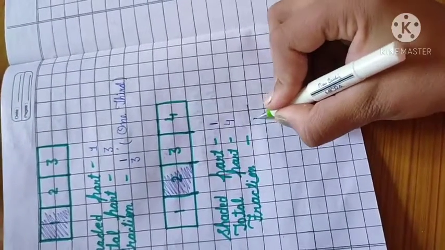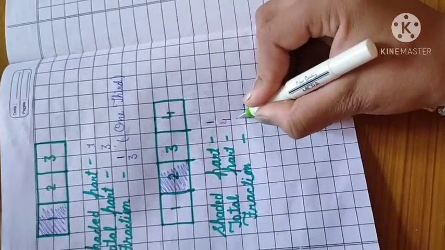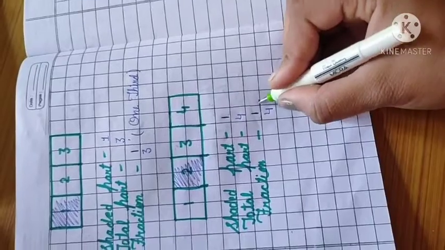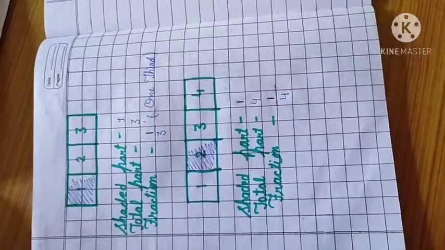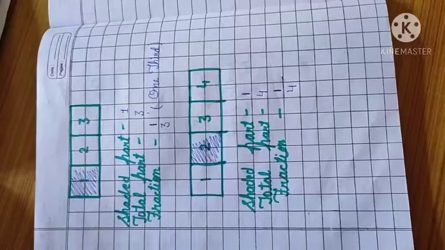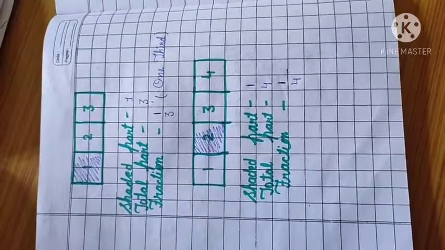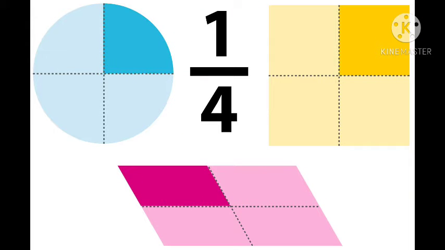We have to write total parts below the line, which is called the denominator, and the shaded part we have to write above the line, which is called the numerator. So, the fraction is 1 upon 4, or we can call it 1/4. These shapes show the 1/4 fraction. This is your today's homework. Do it in your maths notebook and revise once again.